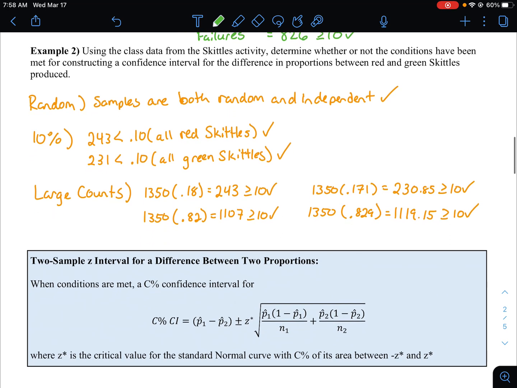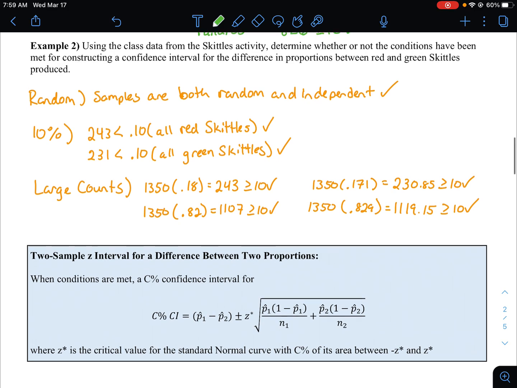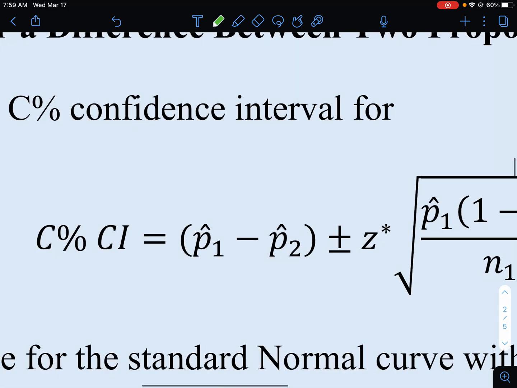Now, notice this is what we would call a 2 sample Z interval. The 2 sample Z interval means we're taking 1 sample from each population. We have a red sample, we have a green sample. Now the confidence interval, notice how it changed. Yesterday was just p hat. It wasn't even p hat 1 because there wasn't a second one. It was just p hat plus or minus Z star. But now we're taking a difference of 2 populations, so that p hat now becomes p hat 1 minus p hat 2.